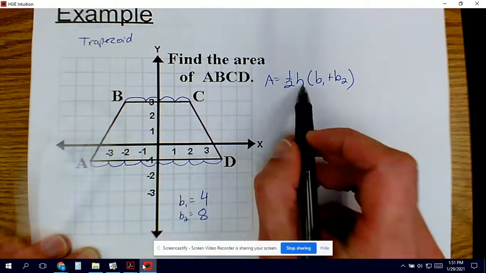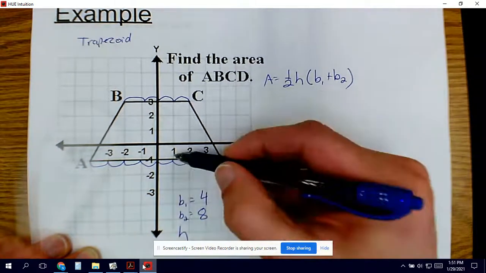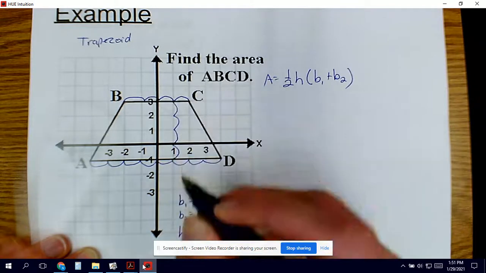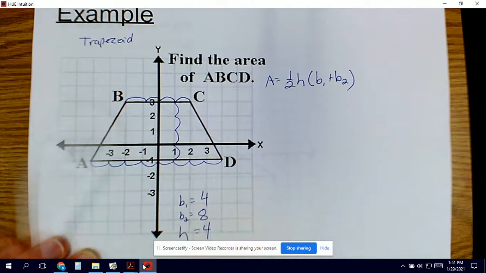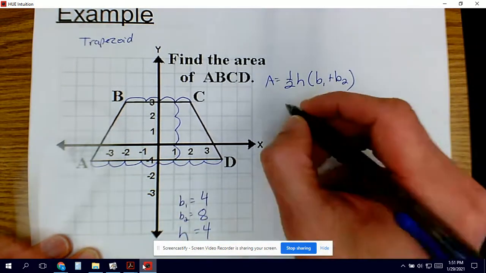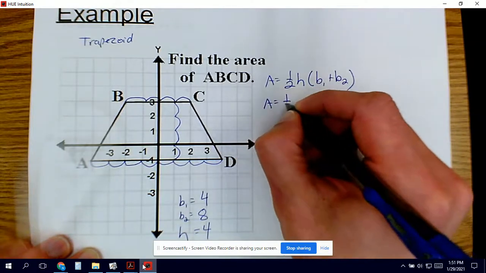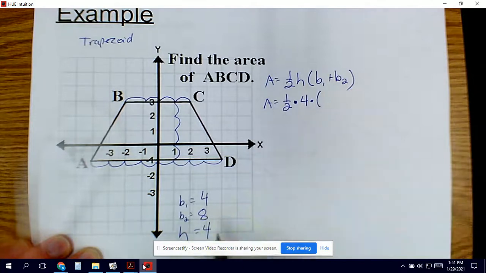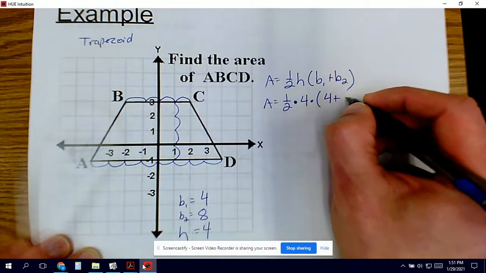And then finally, for our formula, we need a height. The height is the distance. How far apart are these two bases? 1, 2, 3, 4. I get a height of 4. Now I'm substituting these values into the formula. Area equals 1/2 times the height is 4 times the quantity base 1 is 4 plus base 2 is 8.